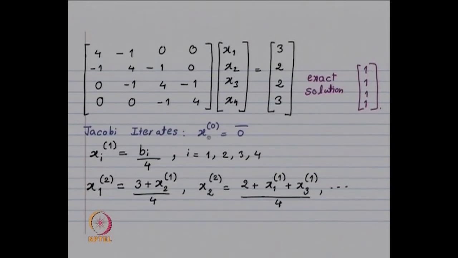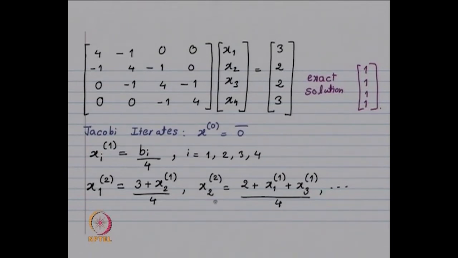We are going to choose the initial iterate to be all 0. So, x 0 is going to be a 0 vector. Then in the case of Jacobi iterates, you are going to have x i 1 is equal to b i divided by 4, i is equal to 1 2 3 4. We are taking all these zeros. So, the first iterates x i 1 will be given by b i by 4. When you consider the second iterate in the Jacobi, x 1 2, look at the first equation. Here x 1 2 will be 3 plus 1 times x 2 1 divided by 4.